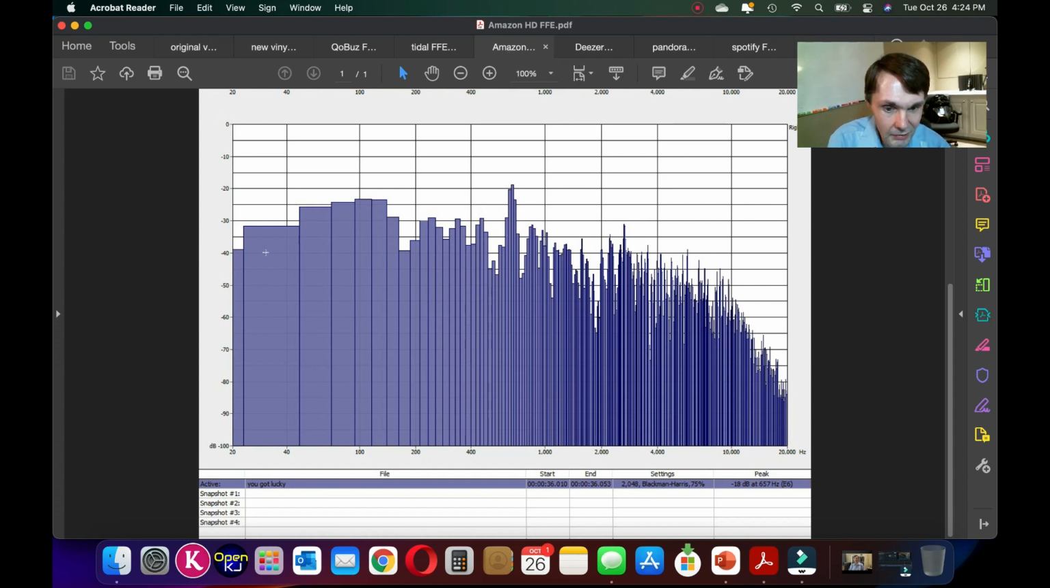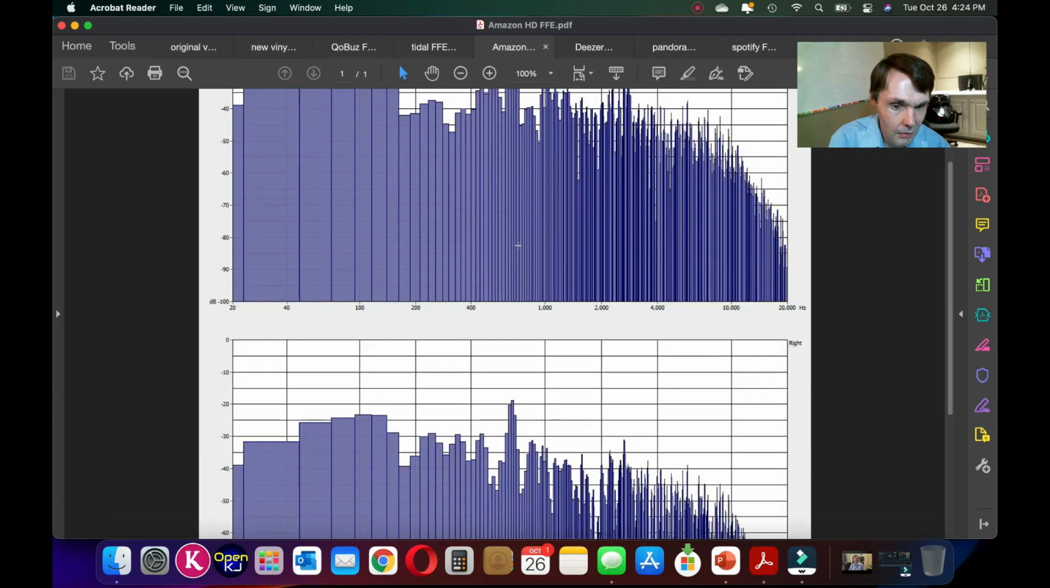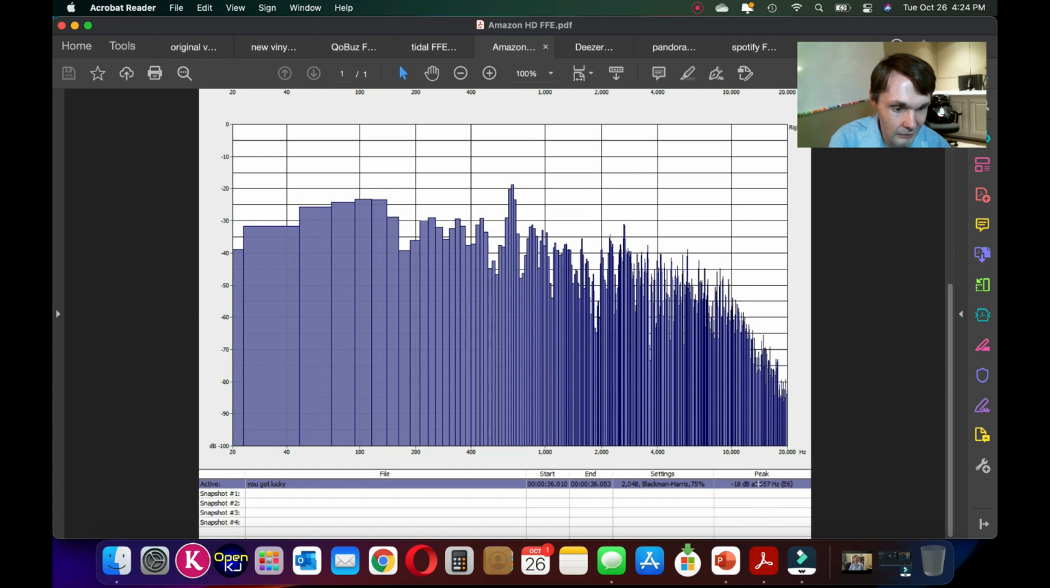We look here at Amazon. They're up. They're bringing the bass a little bit. Notice we're a little bit sweeter and hotter in the mids here than we were. But if we look, our peak is still at 657 hertz, minus 18 dB.